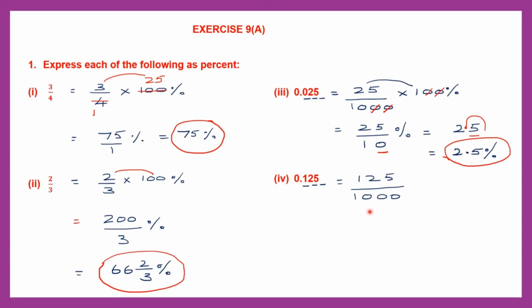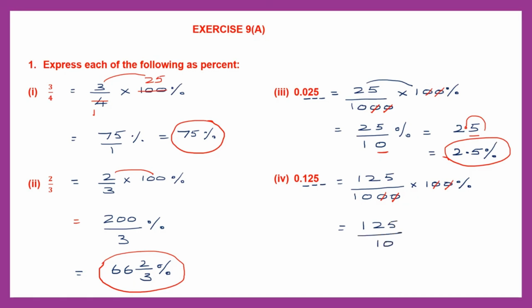Now we have to convert this fraction into a percent. That means we have to multiply by 100%. So now cancel what you can. So we can cancel these 2 zeros and 2 zeros here. So what is left now? I have 125 divided by 10.